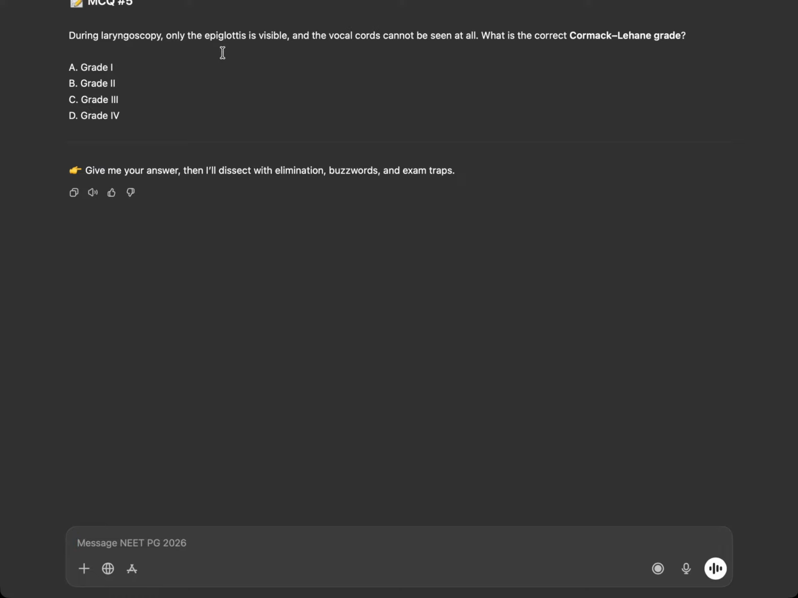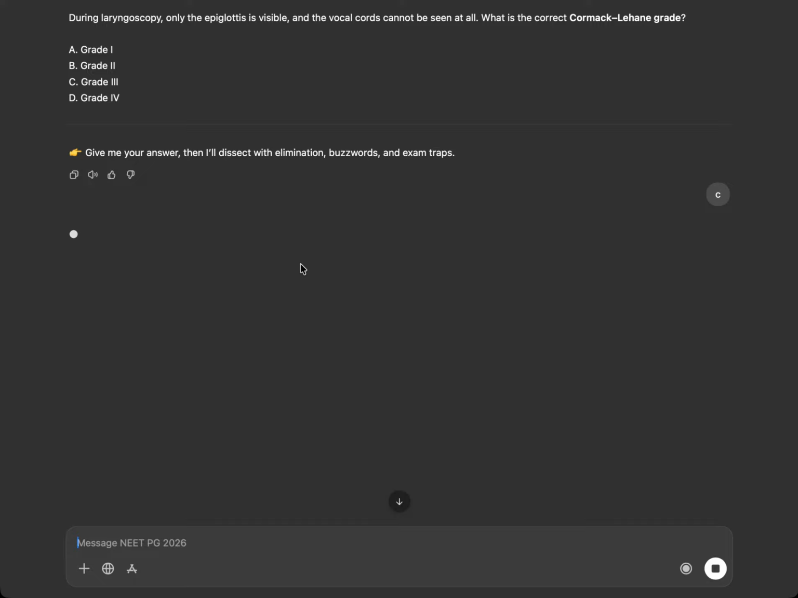In laryngoscopy, only the epiglottis is visible. Vocal cords cannot be seen. What is the Cormack line? Grade 1, all vocal cords; grade 2 incomplete; only epiglottis is grade 3.